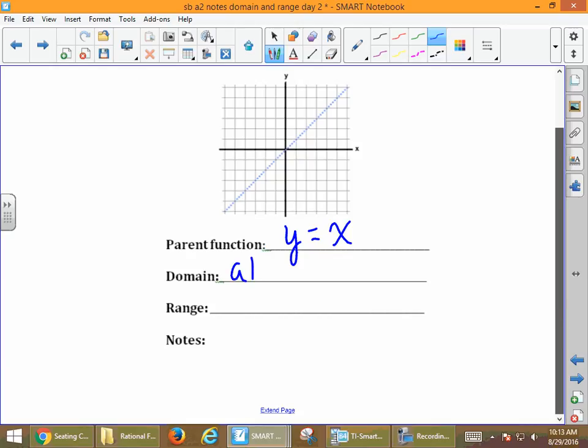Well, the domain is all reals, or all real numbers. In interval notation, recall that that is negative infinity to positive infinity. And in fact, not only is the domain all reals, but the range is all reals also.